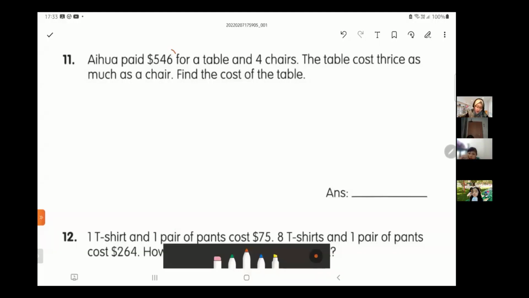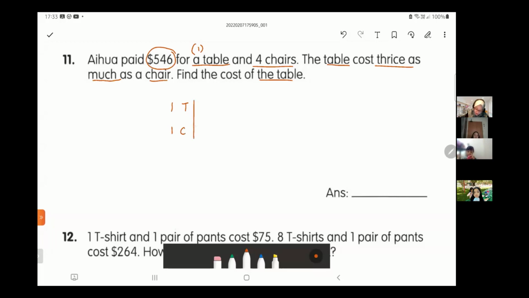Aihua paid $546 for a table, meaning one table and 4 chairs. The table costs thrice as much as a chair. Find the cost of the table. Okay, let's look at it. The table means one table, right? So one table is thrice as much as one chair.